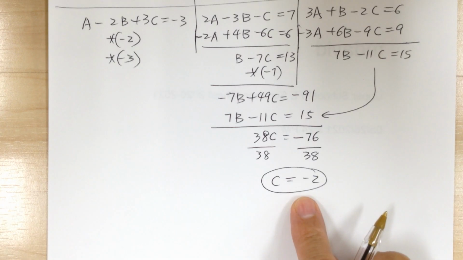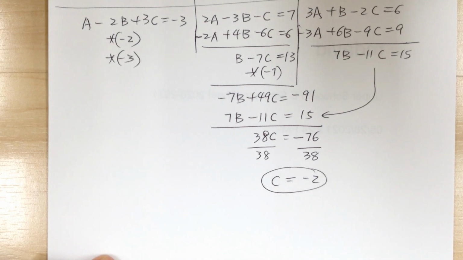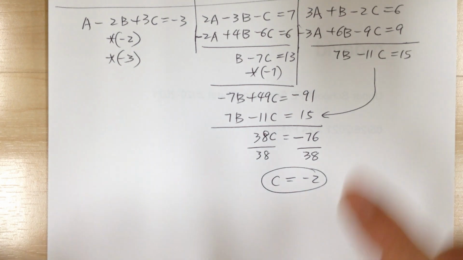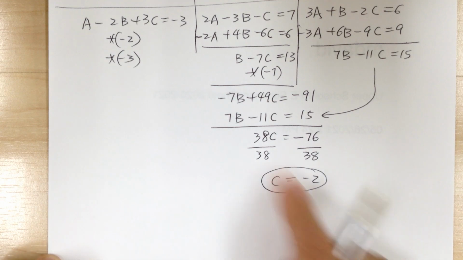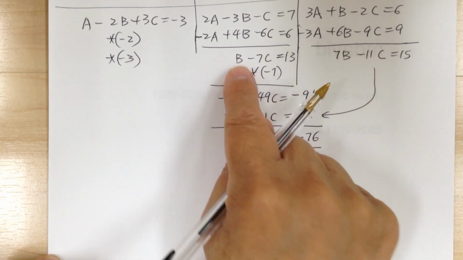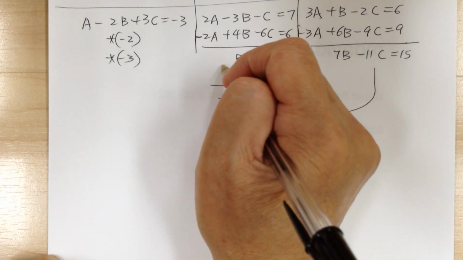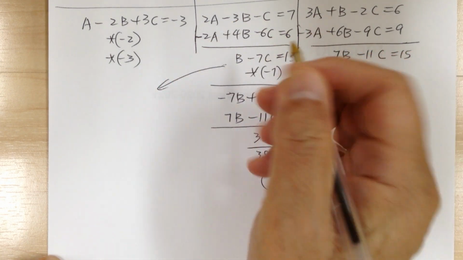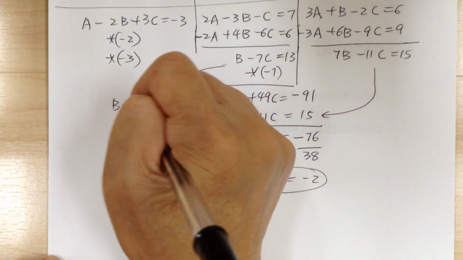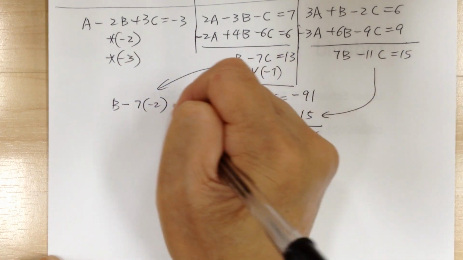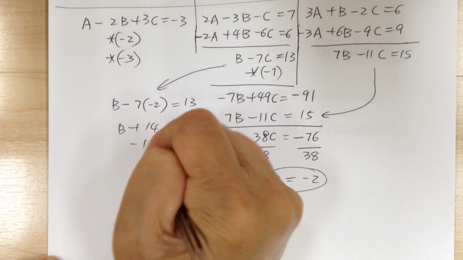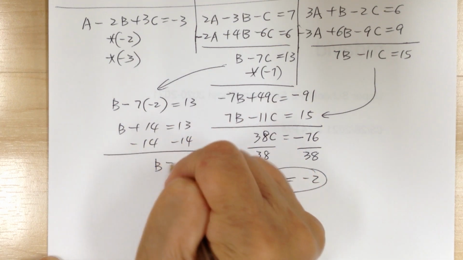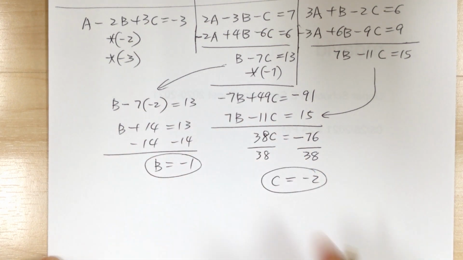Circle that, so that when we look for it, it's easier to find. Now we have to go back one layer to solve for b. Since this is the easiest equation, you can use either one of these, but I am going to use this one here. So I got b minus 7c equal to 13. So b plus 14 equal to 13. So minus 14 on both sides. So b equal to negative 1.